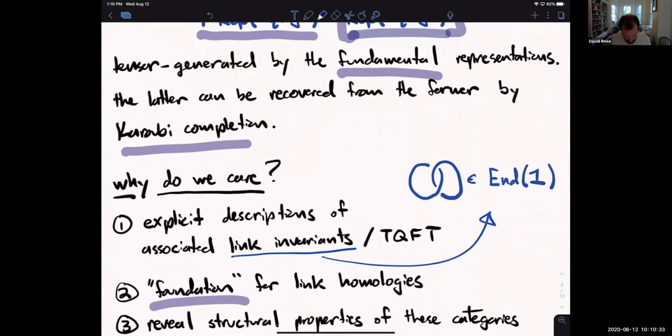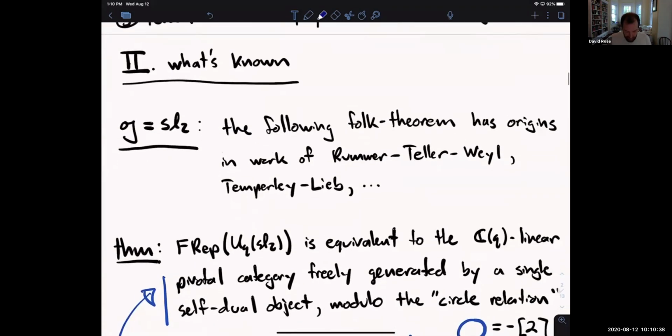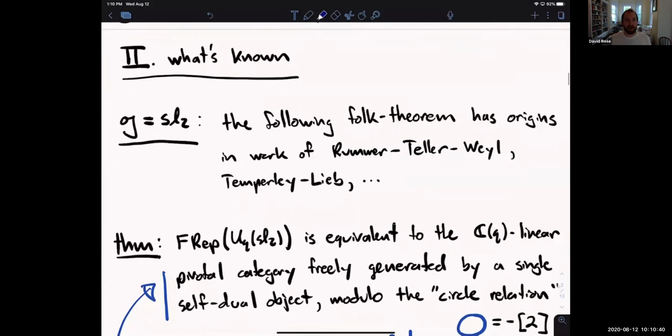All right. So I want to start just by maybe observing what's known about this problem. And the way that we'll go through this is we'll just start listing complex simple Lie algebras, and we'll start with the simplest one and work our way up to more complicated ones. So of course, the first place to start is just with SL2.